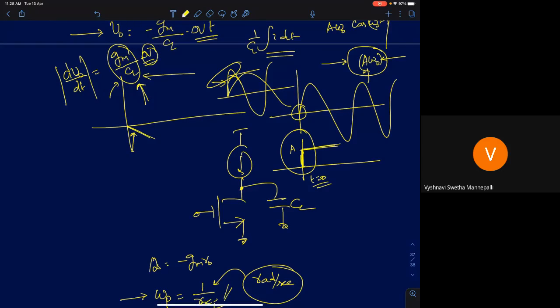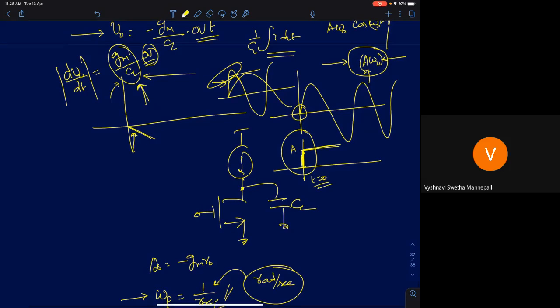You can interpret a sudden step input as a sine wave at t equal to 0 because there is a sudden change. What will be the frequency of that sine wave? Output is changing suddenly, so the derivative will be infinity. So omega naught is infinity. So as far as the circuit is concerned, the capacitor is going to think that an infinite frequency sine wave is now applied to the system.